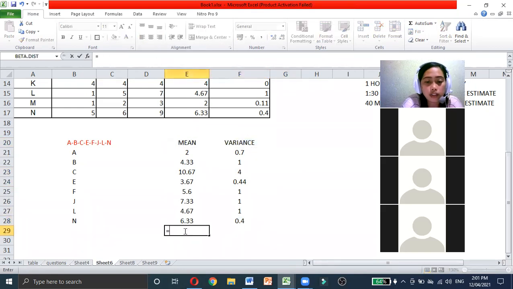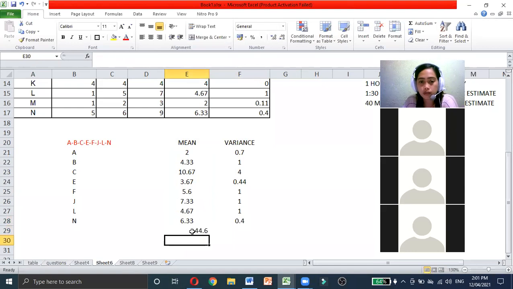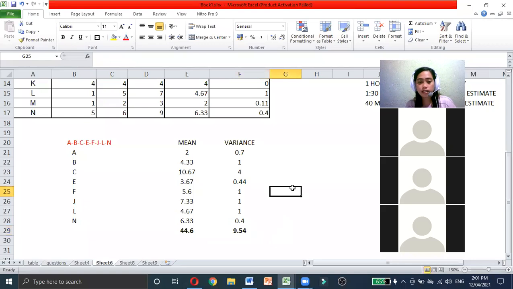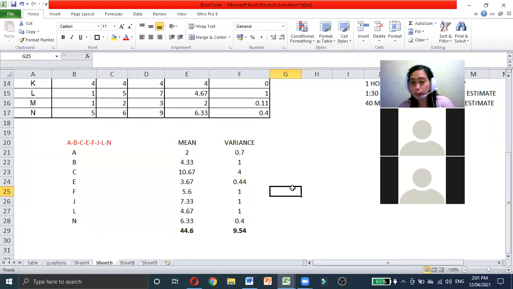So this one, if we just formulate it, it sums up. So that is 44.6. And then the variance is 9.54. So, students, did you get the probability? Given the fact that we already have the mean and the variance, 44.6 and then 9.54.